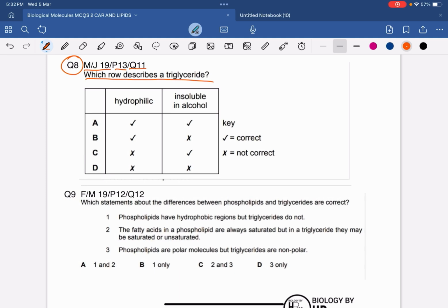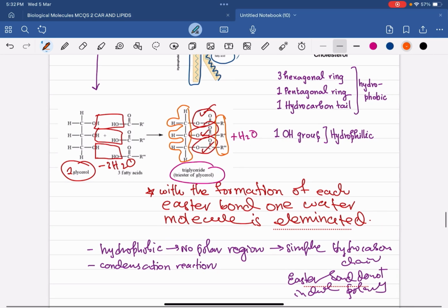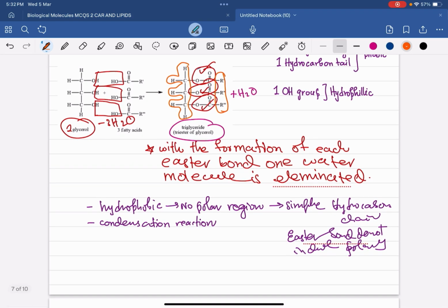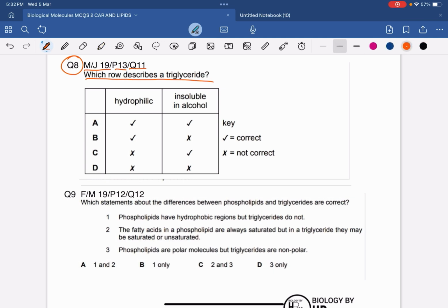And an ester bond. Now the ester bond does not have that much effect on the polarity of the fats or the triglyceride. So we can say that the triglycerides are basically hydrophobic, or you can say that they are non-polar in nature, right? Hydrophilic means water loving, but they are not water loving, they are non-polar, right? They are non-polar and they are hydrophobic.